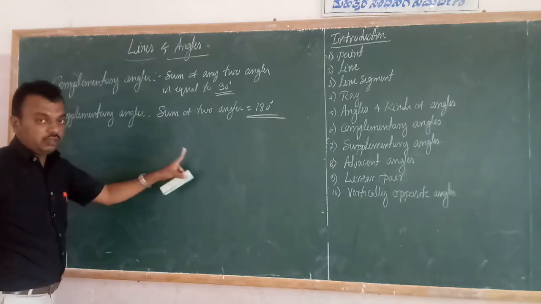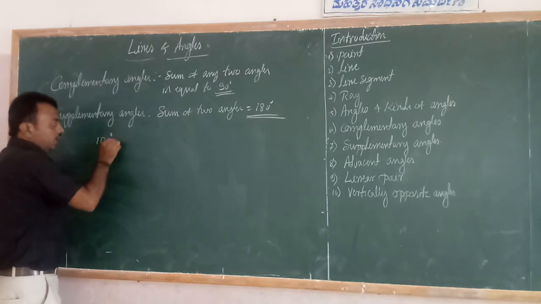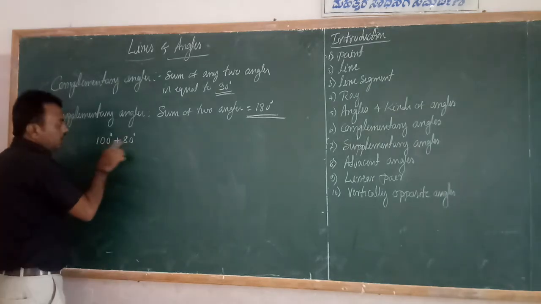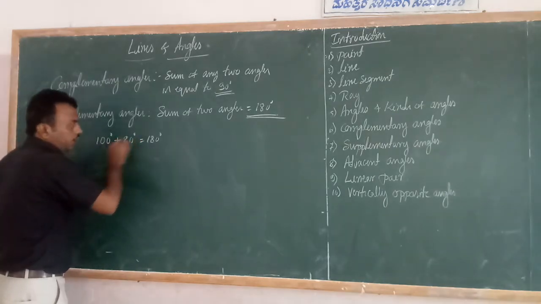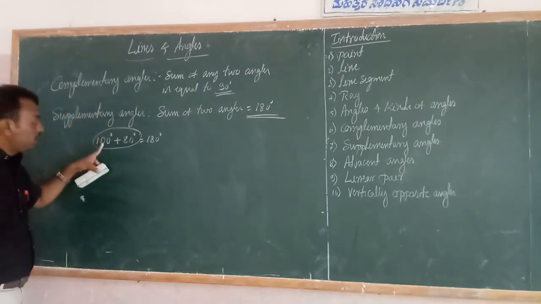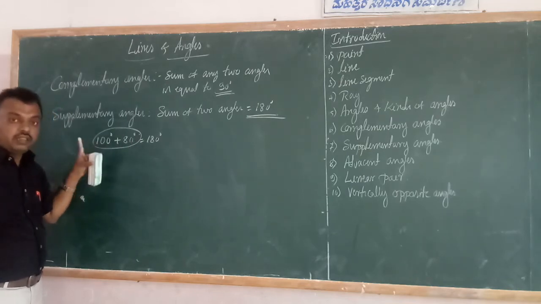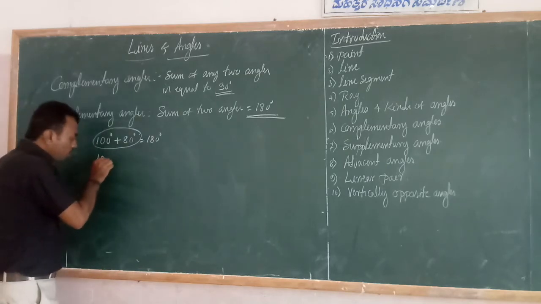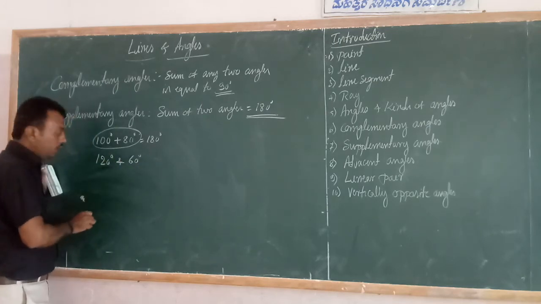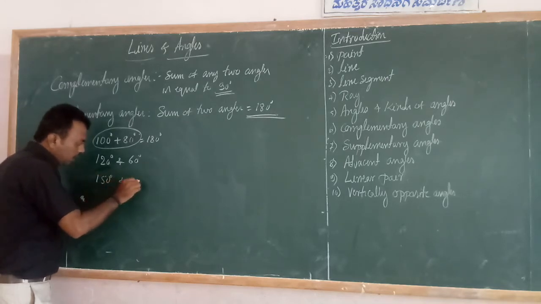Supplementary angles means the sum of any two angles equal to 180 degree. For example, I will take 100 degree and 80 degree. The sum of these two angles is equal to 180 degree. Therefore, these two angles are called supplementary angles. The supplementary angle of 100 degree is 80 degree. The supplementary angle of 80 degree is 100 degree. Like that. One more example, 120 degree and 60 degree. The sum is equal to 180 degree. And 150 degree and 30 degree.